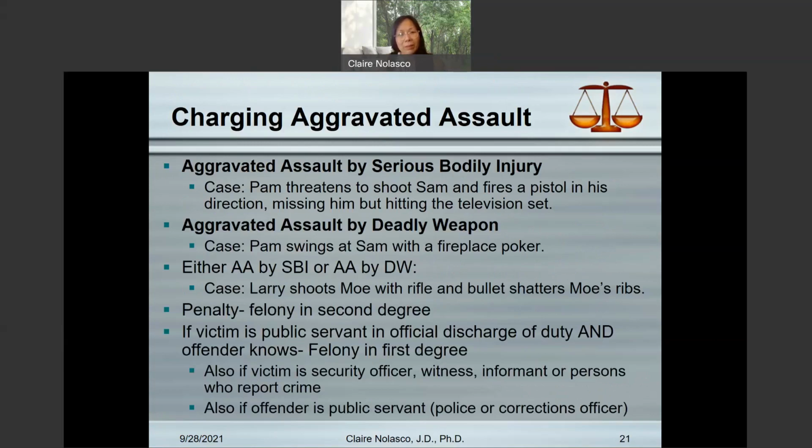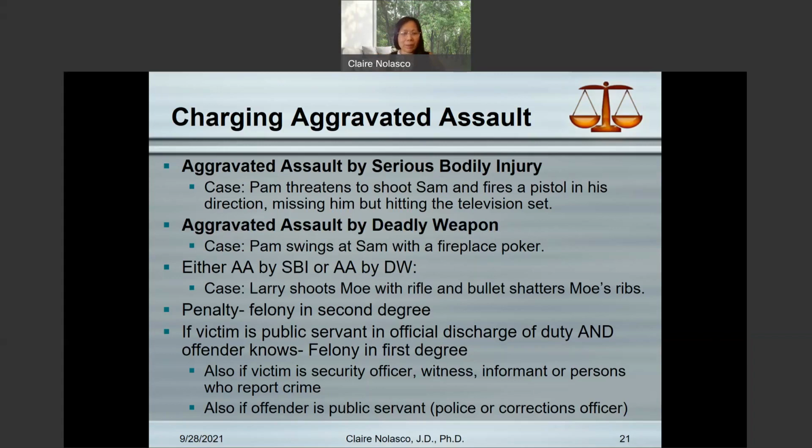On the other hand, if Pam swings at Sam and breaks any of his bones, Pam could also be liable for aggravated assault by serious bodily injury. Another example of a case wherein the prosecutor can choose to charge aggravated assault by serious bodily injury or by deadly weapon is the following case. Larry shoots Mo with a rifle and the bullet shatters Mo's ribs. Here, the shattering of Mo's ribs would be serious bodily injury. At the same time, the use of the deadly weapon would be aggravated assault by a deadly weapon.